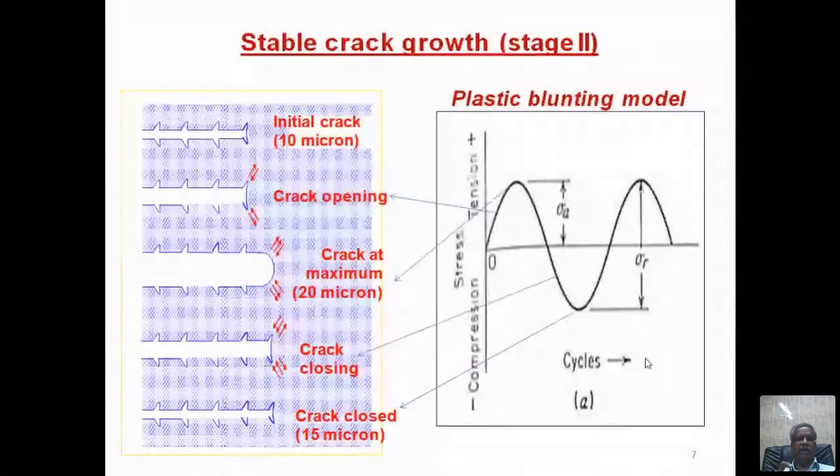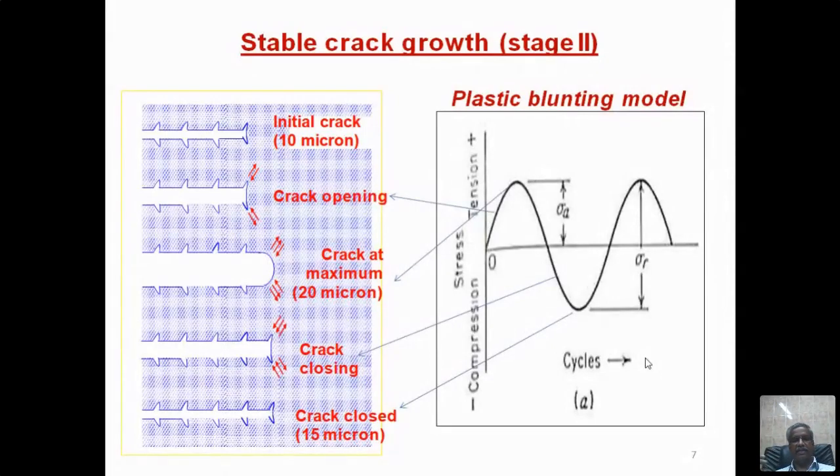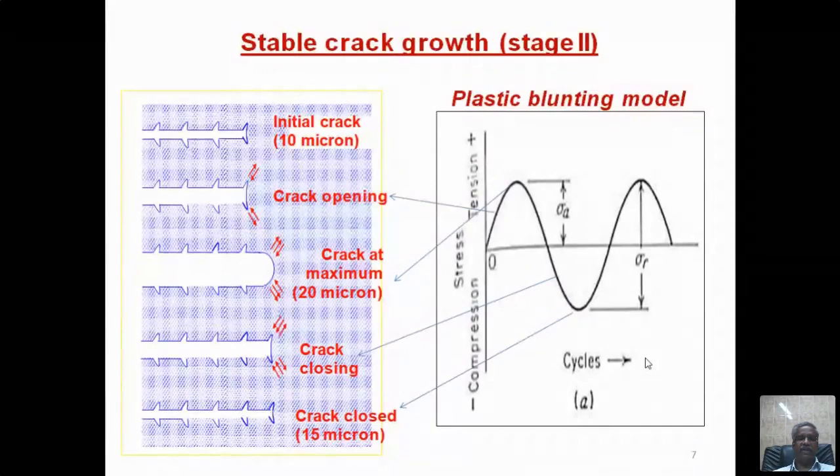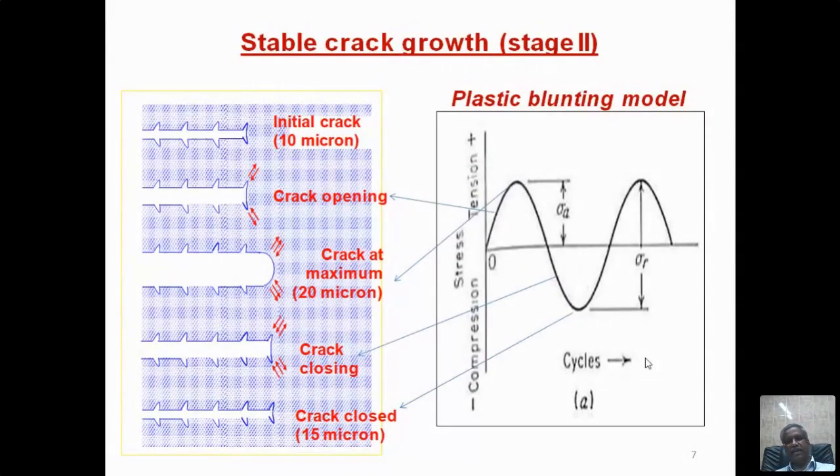That plastic zone has higher strength and higher hardness, because it is undergoing some work hardening, some strain hardening. So that strain hardening has increased the strength of the material. Because of that, whatever stress you apply, minus 200 megapascal, is not sufficient to close the crack completely. So there is an increment of crack.